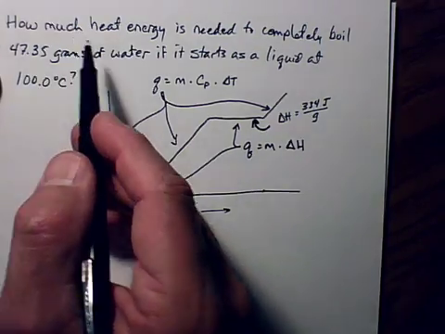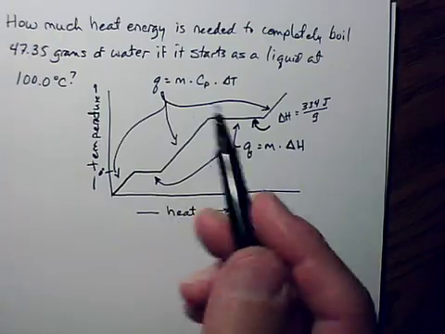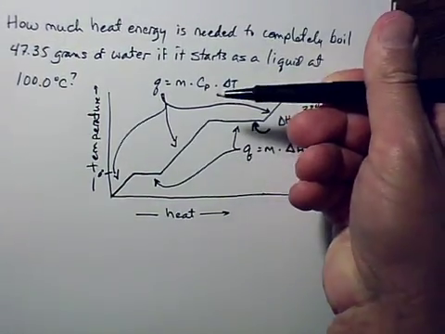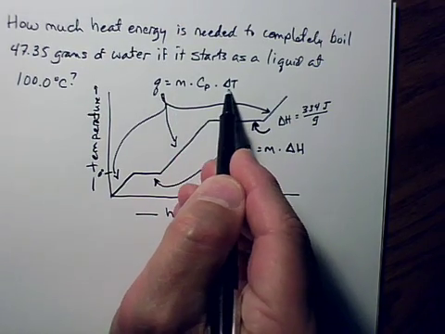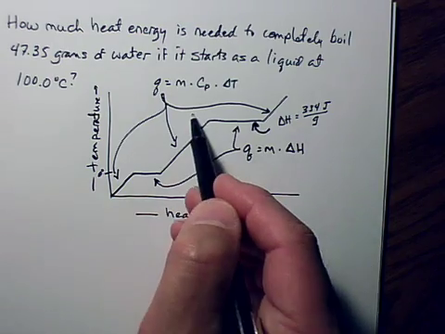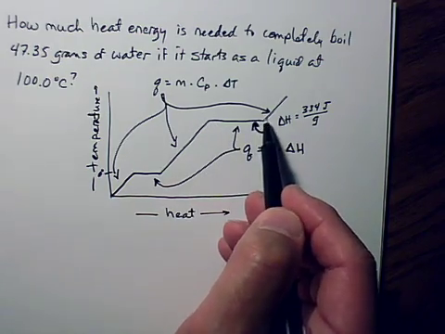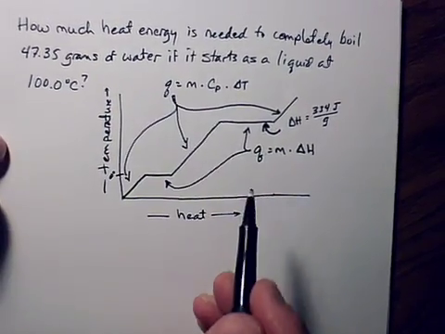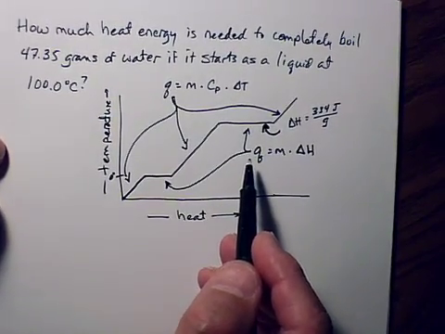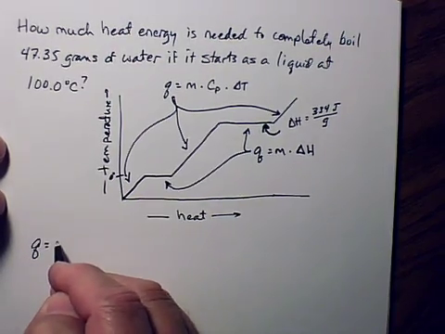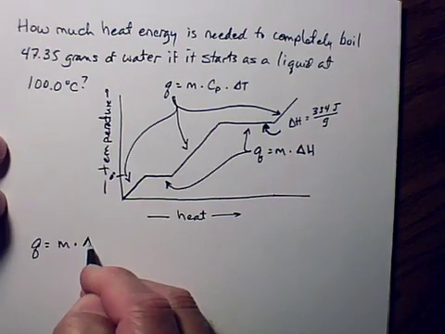If we're boiling something, while we're boiling, that's this region right here, there is no temperature change. The temperature isn't going to increase. So we can't use this equation. We don't have any temperature change. We have to use this equation when we're changing physical state. So this is the equation we're going to use. Once we identify the equation, now it's plug and chug. So here's Q equals mass times the change in enthalpy.